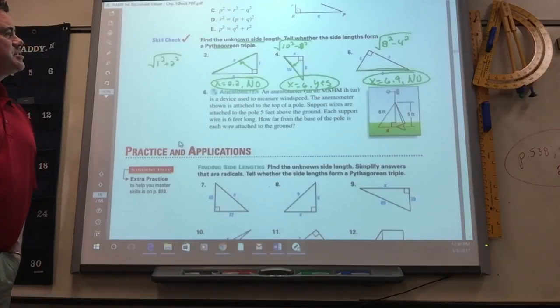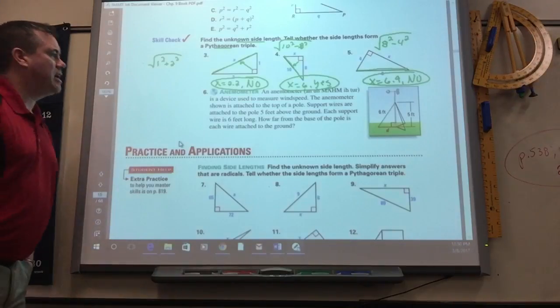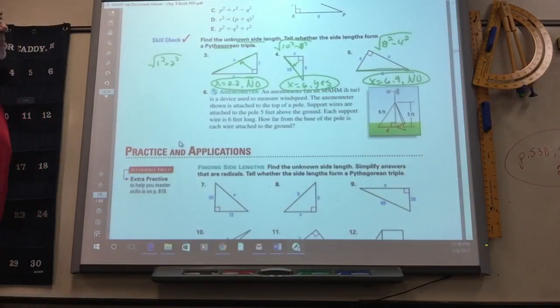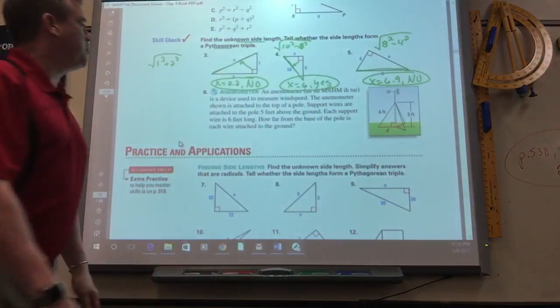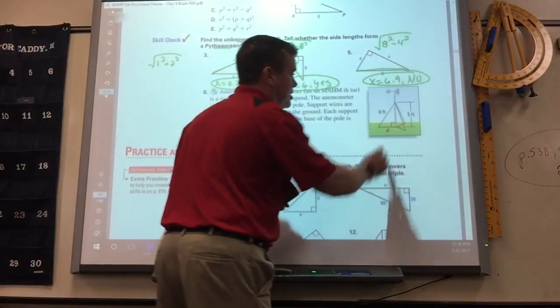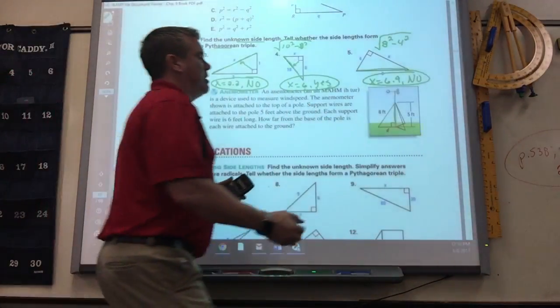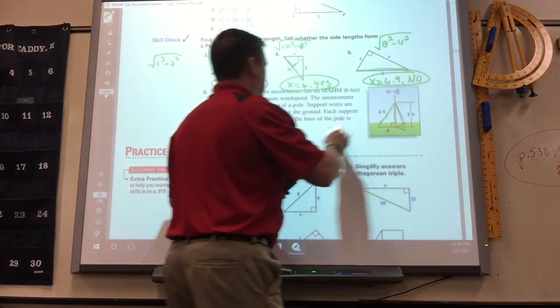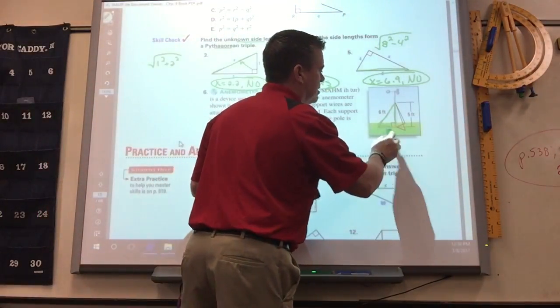Okay, number 6. An anemometer is a device used to measure wind speed. The anemometer is shown attached to the top of a pole. Support wires are attached to the pole 5 feet above the ground. That means this is 5 right there. Each support wire is 6 feet long. How far from the base of the pole is each wire attached?